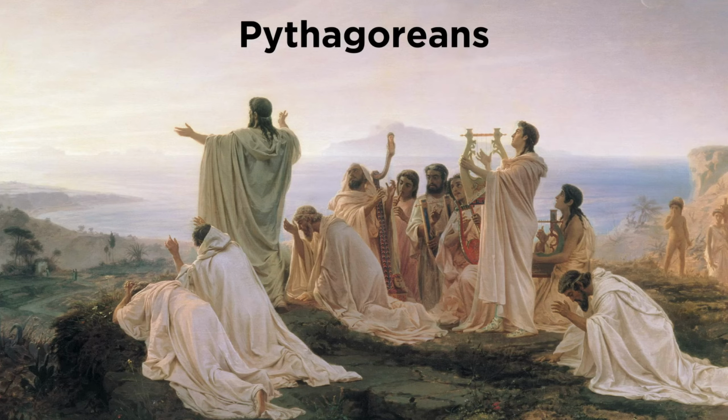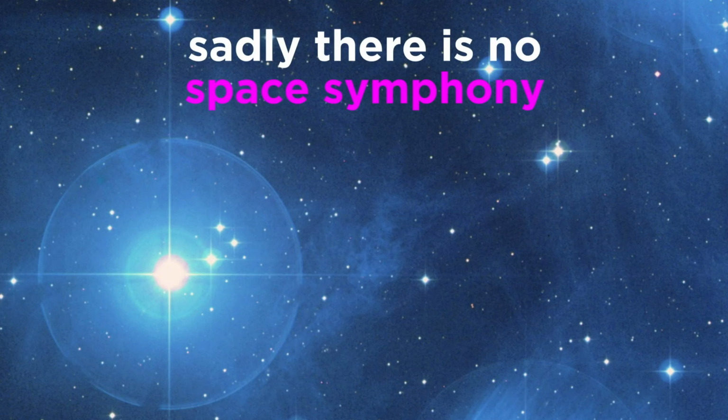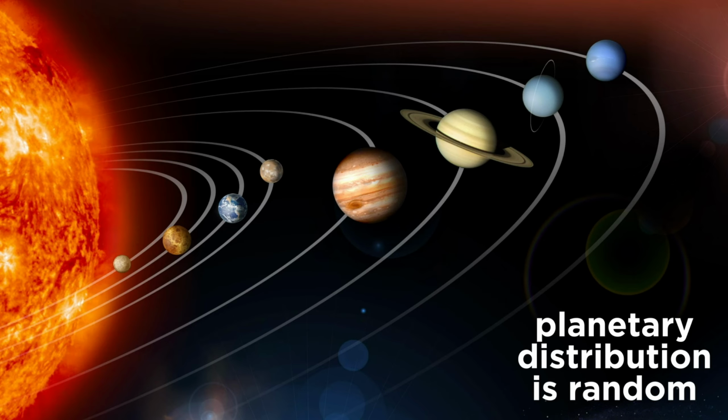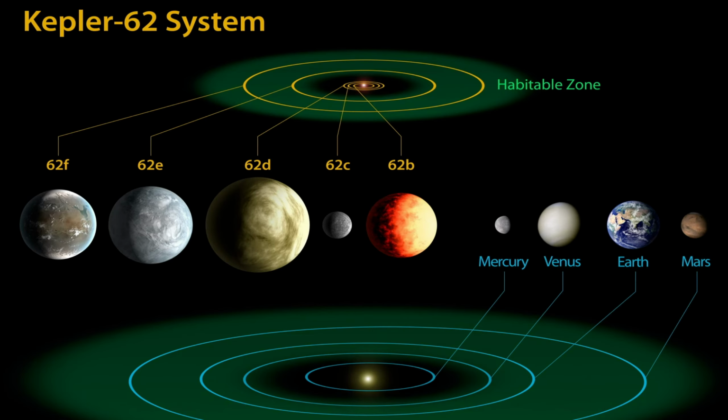Its members were called Pythagoreans, and among their doctrines was a healthy dash of mysticism for good measure. Some of it turned out to be nonsense, of course, like their belief that the orbits of celestial bodies must obey perfect numerical ratios, just like the consonant musical intervals. As it turned out, this space symphony, as romantic as it sounds, is not real. The planets are distributed about the solar system more or less at random, just like every other planetary system we can see in our galaxy.